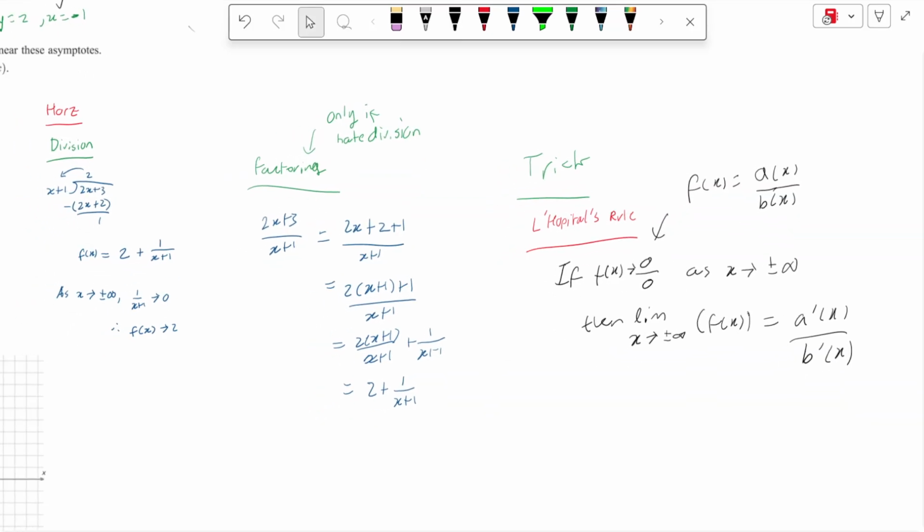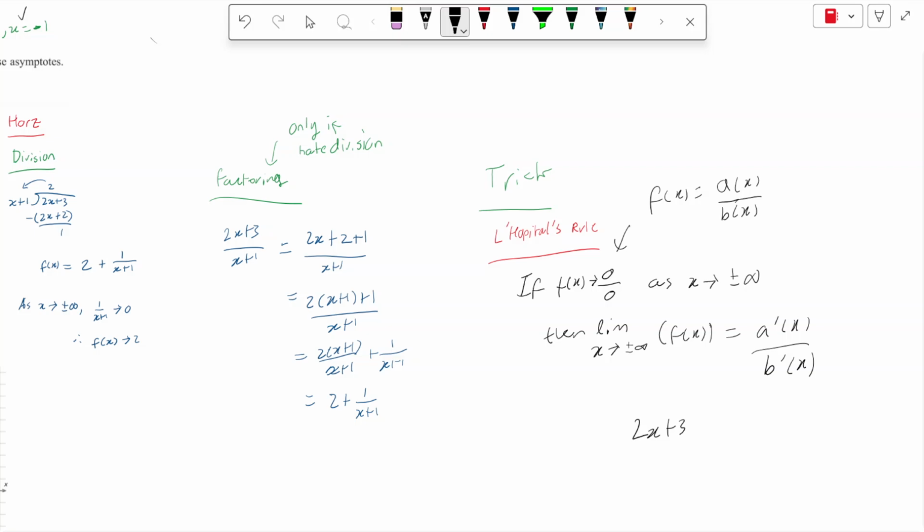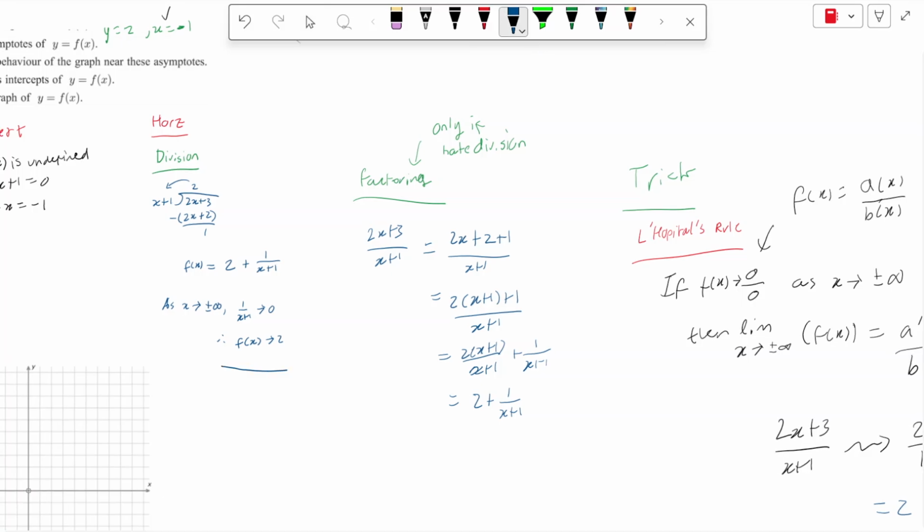So the way that we apply that in this situation is we've got 2x plus 3 over x plus 1. So we're going to differentiate the top and the bottom. So you get 2 and you get 1. And so that limit is 2, which is also what we found here. Now, never use this. Like, this does not show it. You're not supposed to know this rule, but it's a really quick way to check.